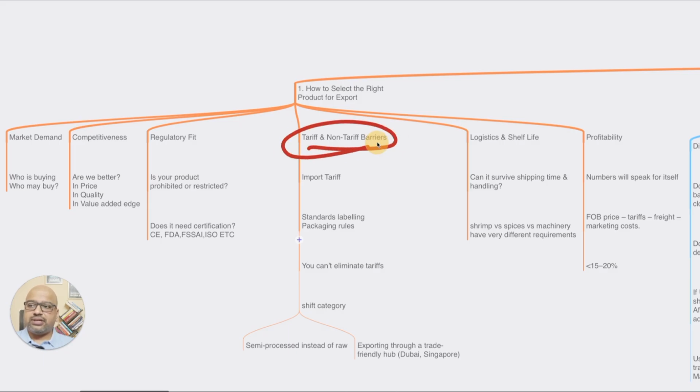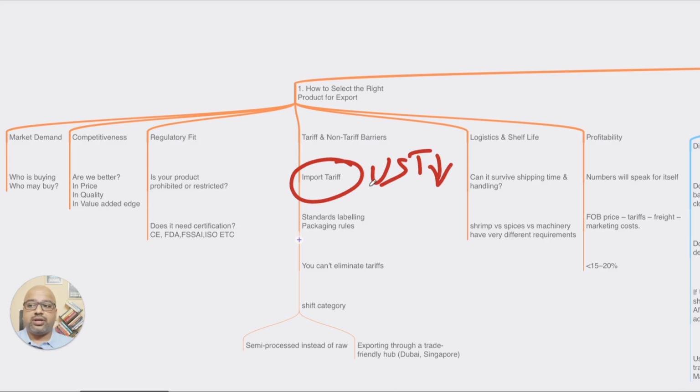Then come the tariff and technical trade barriers. Look at the import tariff. The market may be not prohibited, it's good, the prices are good, we can do value adding. But like the US, Trump doesn't want you to send products to his market. Now a 50% tariff is up.